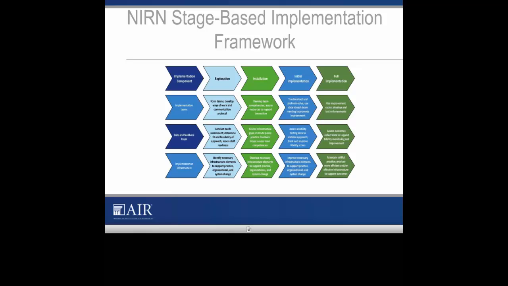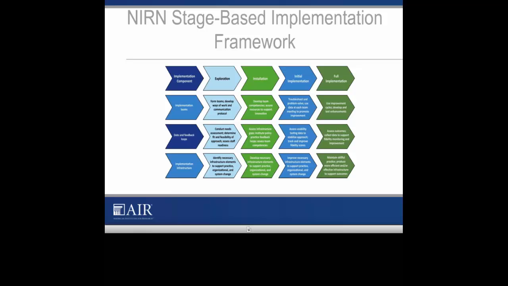The next phase in the green is installation. You actually put it into place. It essentially is a pilot, and these are the various things on the rows that are needed in order to have a successful exploration and installation. You need an implementation team, data and feedback, the team, and the feedback loops. There's initial implementation, you try it out, and full implementation at the end.